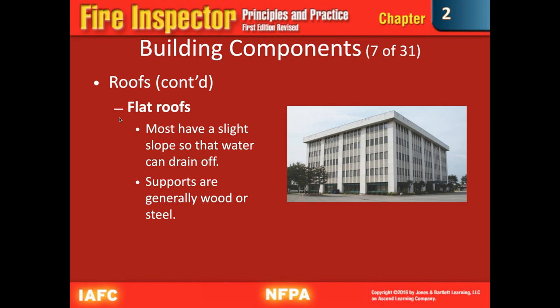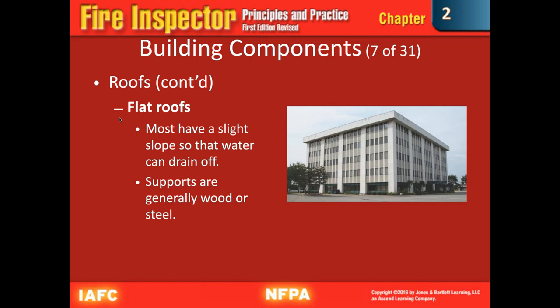Decking ranges from solid wood boards or plywood to corrugated steel sheets. Roof coverings often consist of layers that include felt, mineral fibers, and asphalt. So if you're underneath them, it kind of looks like they're covered in some kind of dirt, but that's there by design. And then the top of it is covered as well.